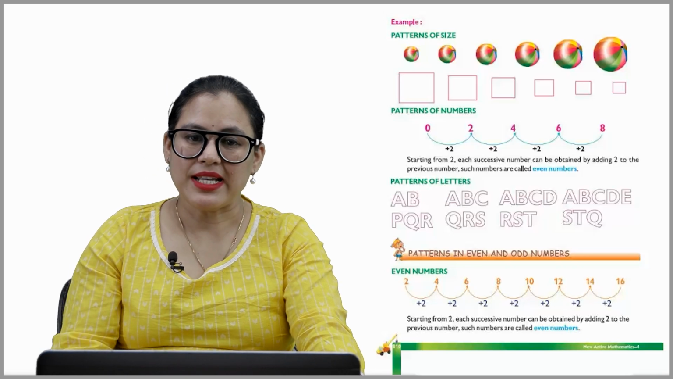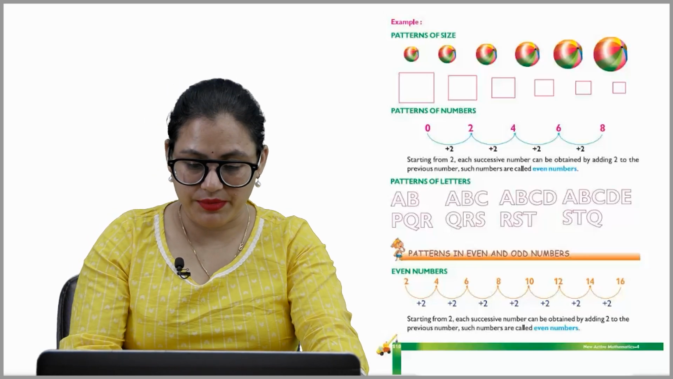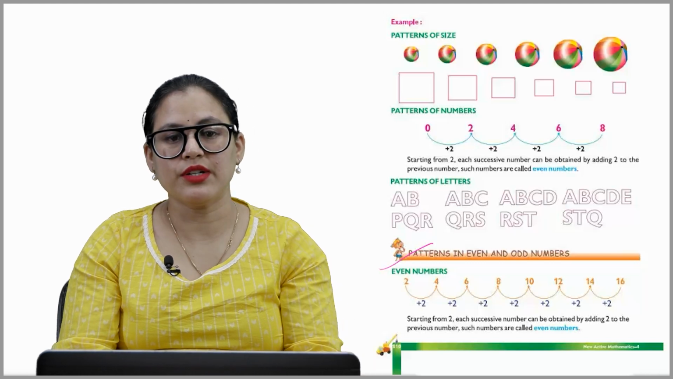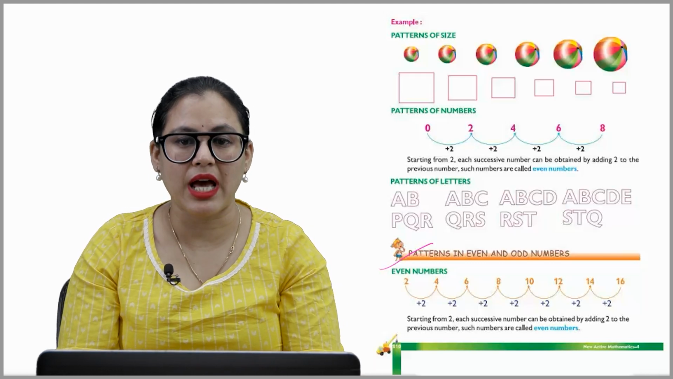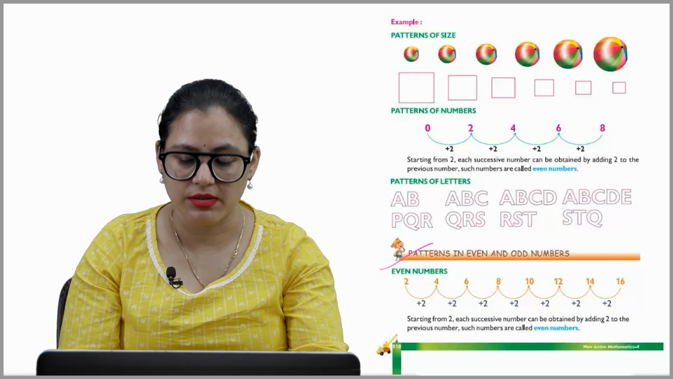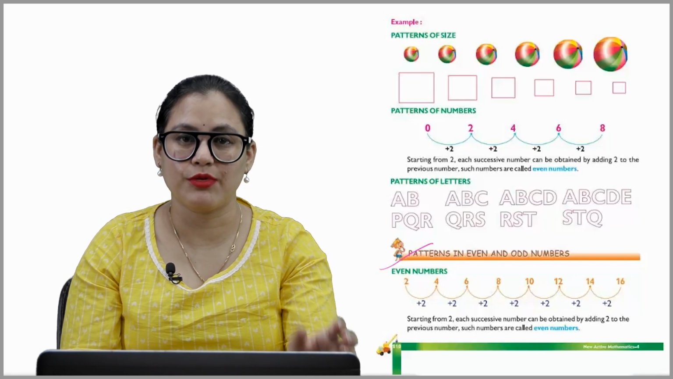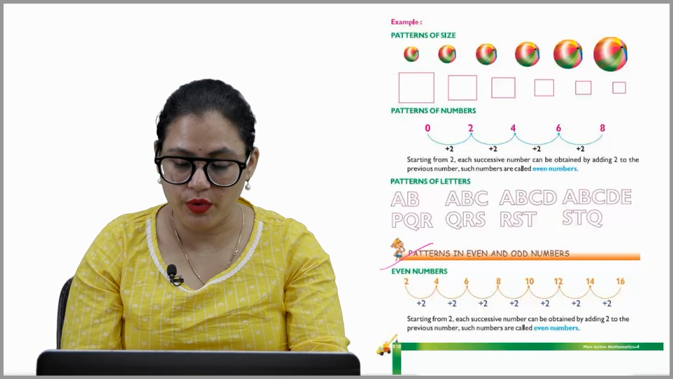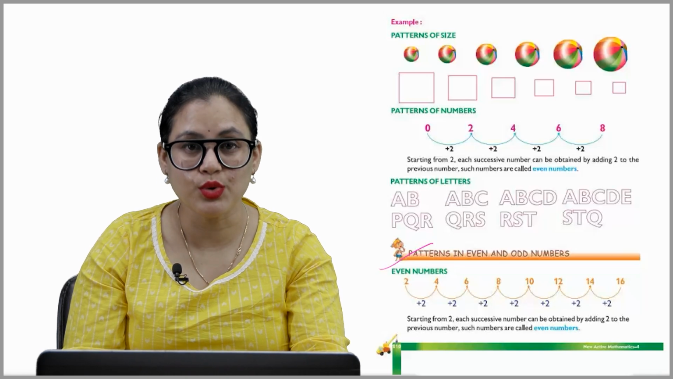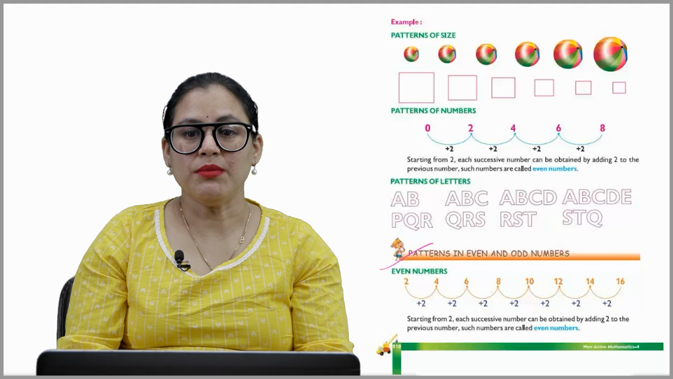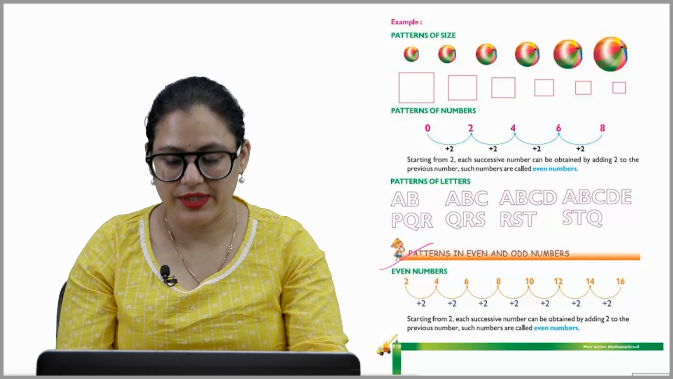Patterns in even and odd numbers. Even numbers: 2, 4, 6, 8, 10, 12, 14, 16. Starting from 2, each successive number can be obtained by adding 2 to the previous number. It means if we add 2 plus 2, we get 4. Then we add 2 to 4, we get 6. Then we add 2 to 6, we get 8, and so on.